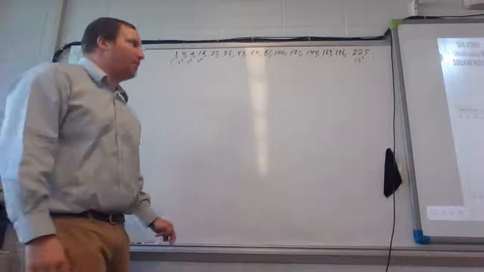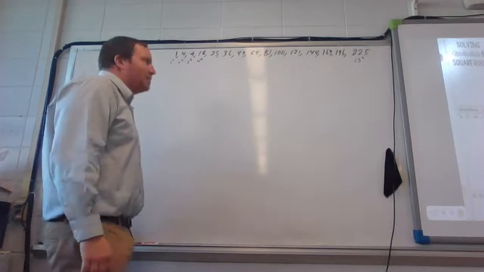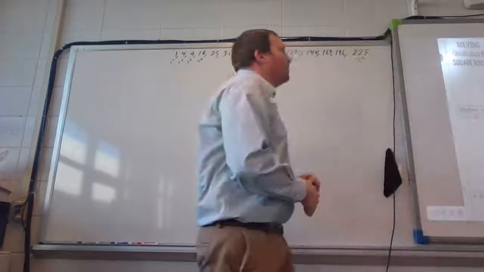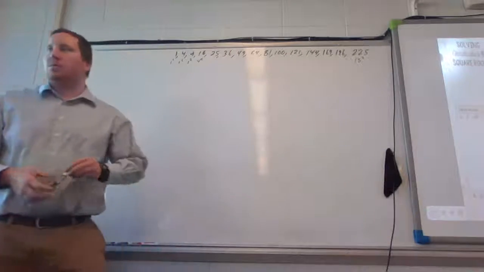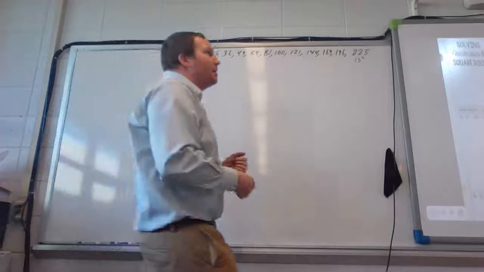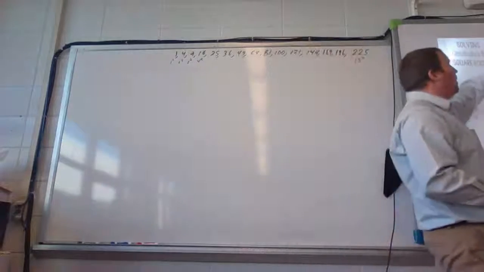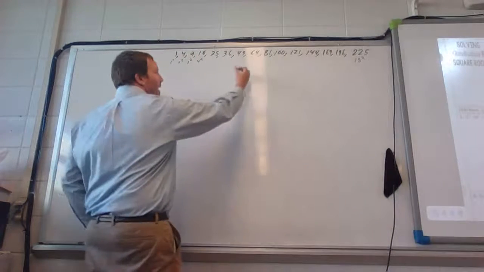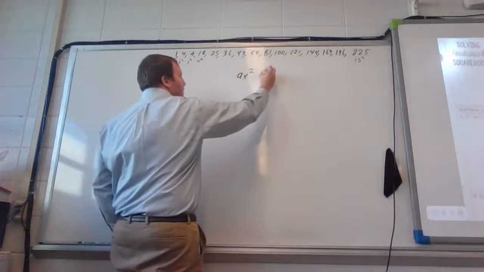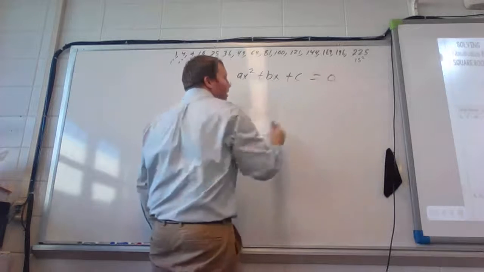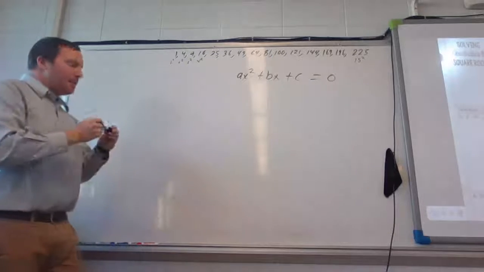So now we're going to look at solving quadratics by taking the square root. To solve a quadratic by taking the square root, first off, our quadratic equations are generally in standard form, which would be ax squared plus bx plus c equals 0. So that would be our standard form.